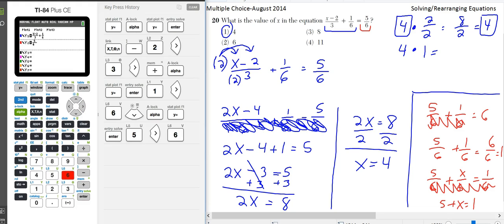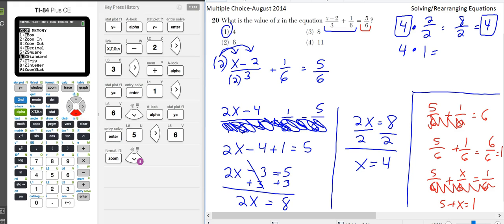Now, if we press Zoom, we want to press Zoom 6, which will give us Zoom Standard. Zoom Standard means that the maximum x is 10, the maximum y is 10, the minimum x is negative 10, and the minimum y is also negative 10. This is a standard graph.